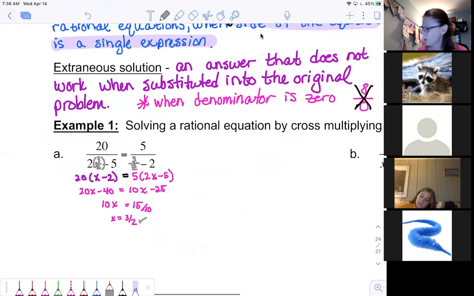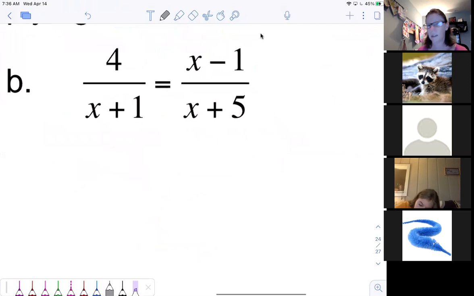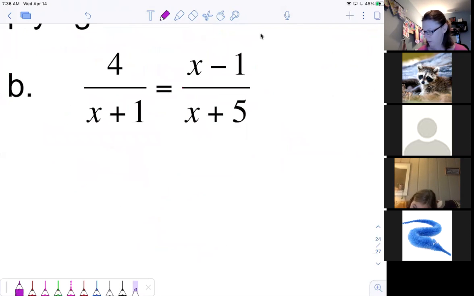So see if you can do letter B here. So again, we're using this cross multiplication.